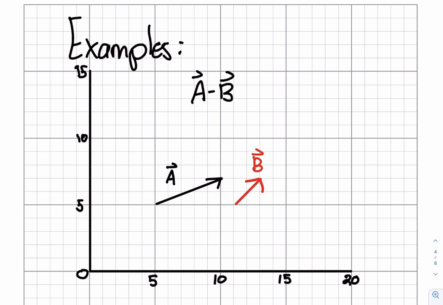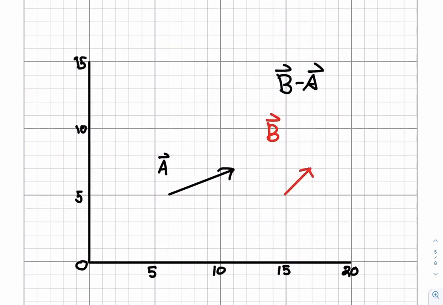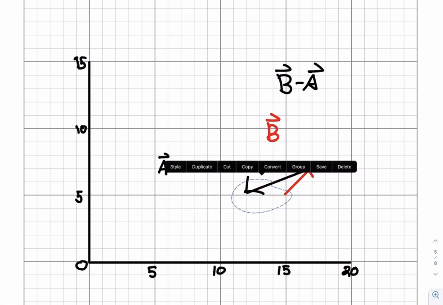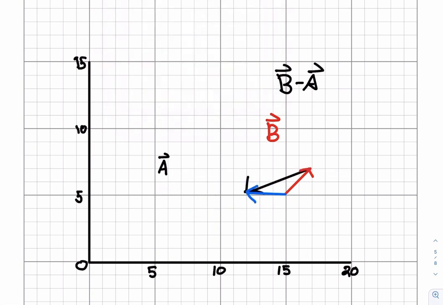Now, let's try some examples of vector subtraction. Using these vectors a and b, let's see if we can find a minus b using only the graph. Let's reverse the direction of b, then use tip to tail, and we can see that this new resultant vector is 3, 0. Now, let's do b minus a. We'll flip the direction of a, use tip to tail, and our resultant vector is -3, 0.